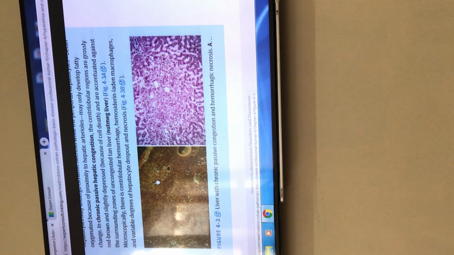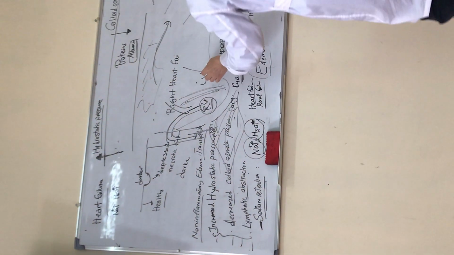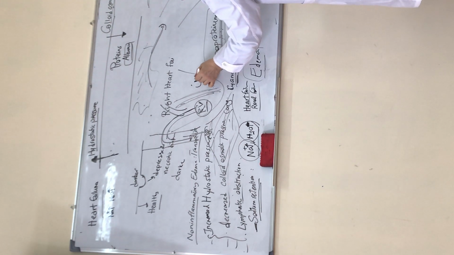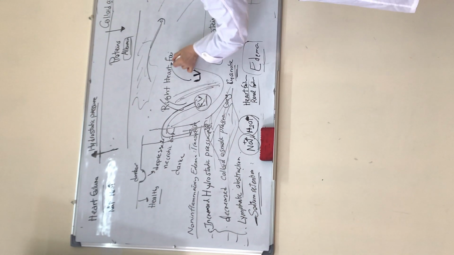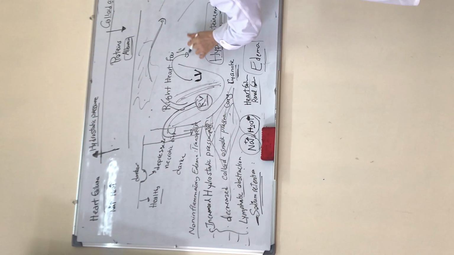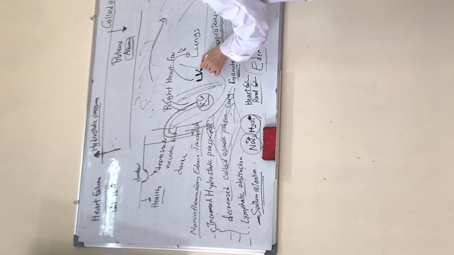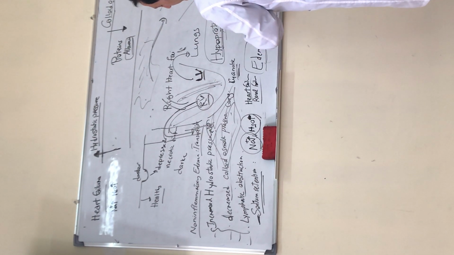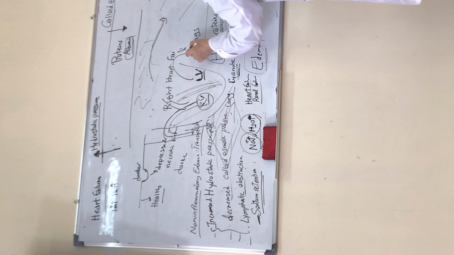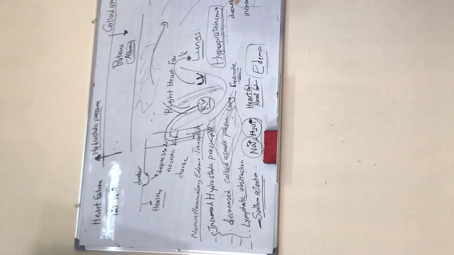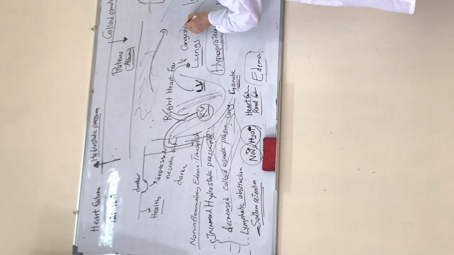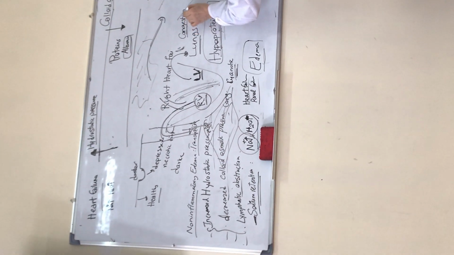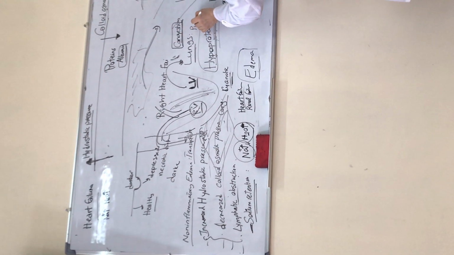Again, in left heart failure, when the left ventricle cannot pump normally, blood will back up into the lungs. So due to lack of enough pumping, blood goes back to the lungs and causes edema in the lungs. And this causes congestion in the lungs. Increased blood volume will cause pulmonary edema.